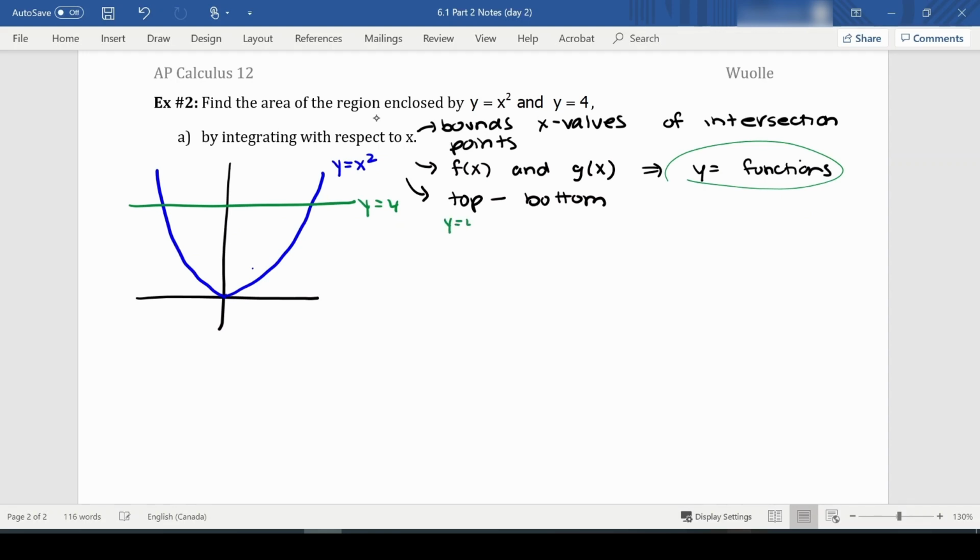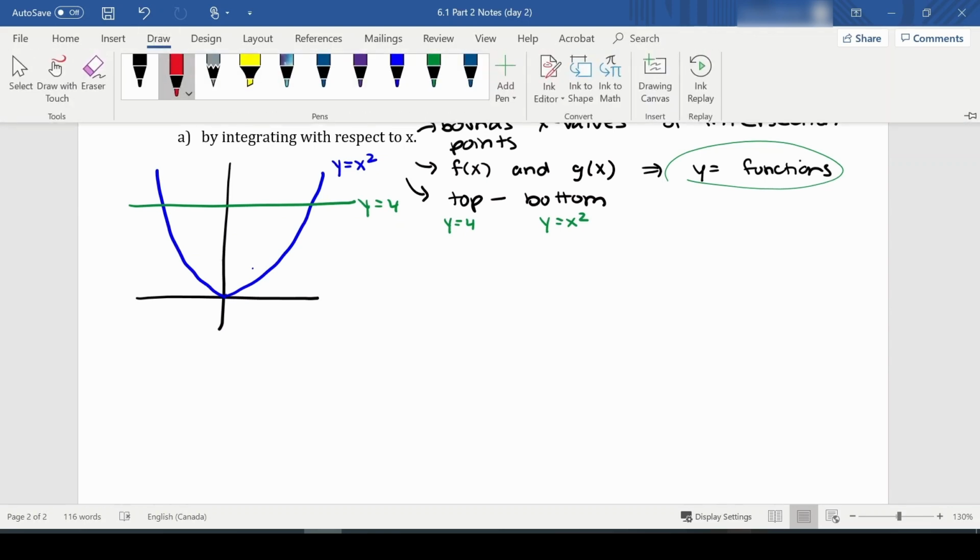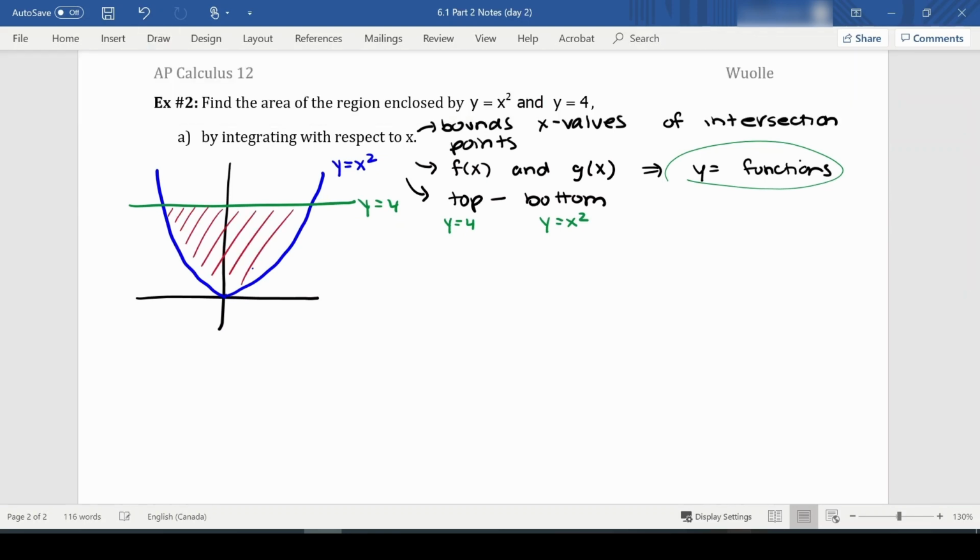The top is y equals 4. The bottom is y equals x squared. We can tell that by looking at the picture. And our area is this area in here. And because we're doing with respect to x, we're essentially picturing vertical rectangles filling in this space.